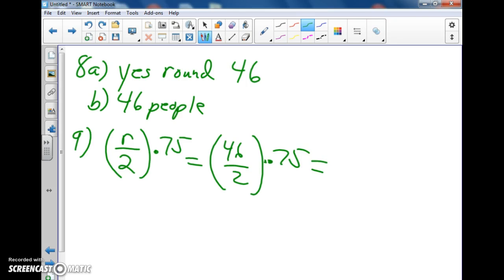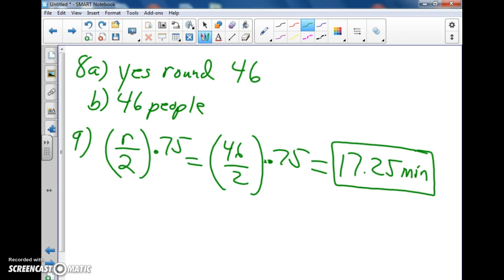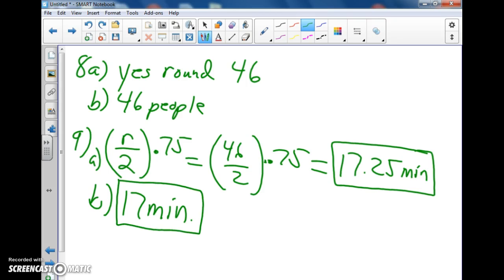You go stick it in your calculator. You tell me what the answer is. And the answer comes out to 17.25 minutes. That's how long it would take. So that's part A. Part B is 17 minutes. There you go, plain and simple. Here's your answer to that. All right, so all good on that.